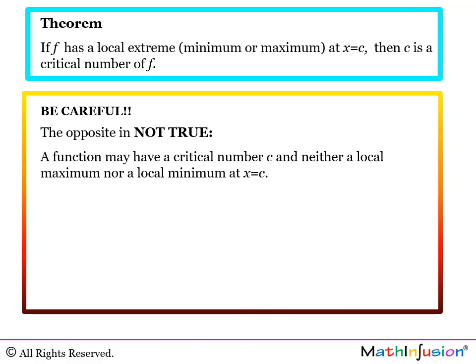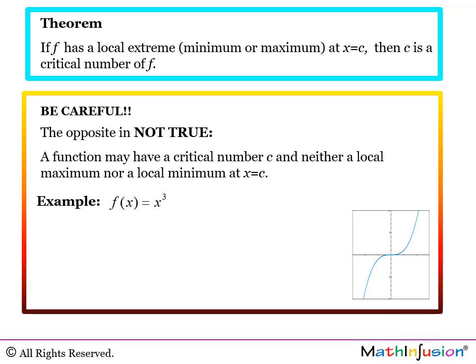Be careful, the opposite of this theorem is not true. A function may have a critical number c and neither a local maximum nor minimum at x equals c. An excellent example is the function x cubed. You would like to memorize this because x cubed is a really nice example for a few things, and one of them is this.